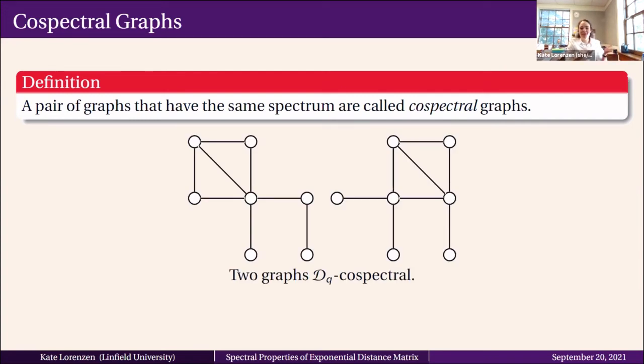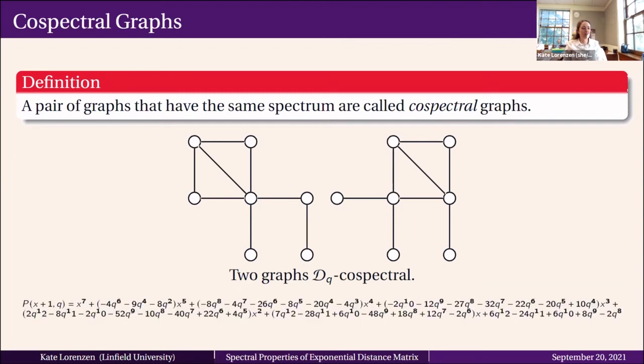So here I have 2 graphs that have the same spectrum for the exponential distance matrix. And these are actually going to be cospectral for any value of Q. How do we know this? Well, we computed the characteristic polynomial in terms of Q, and it turns out they were the same. So these are cospectral for any value of Q.